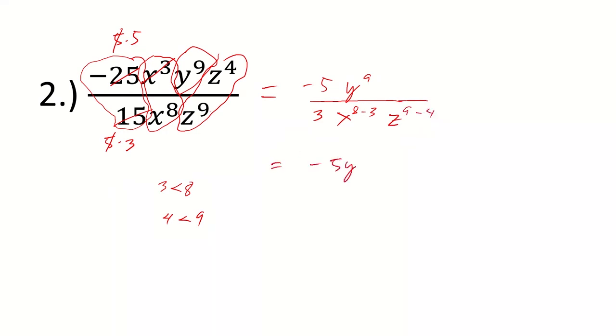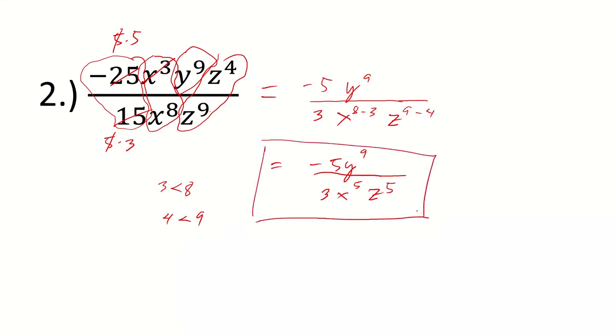So, negative 5y to the power of 9 over 3x to the power of 8 minus 3 is 5. Then for z, 9 minus 4 is 5 also. So this is our answer. Negative 5y to the power of 9 over 3x to the power of 5, z to the power of 5.